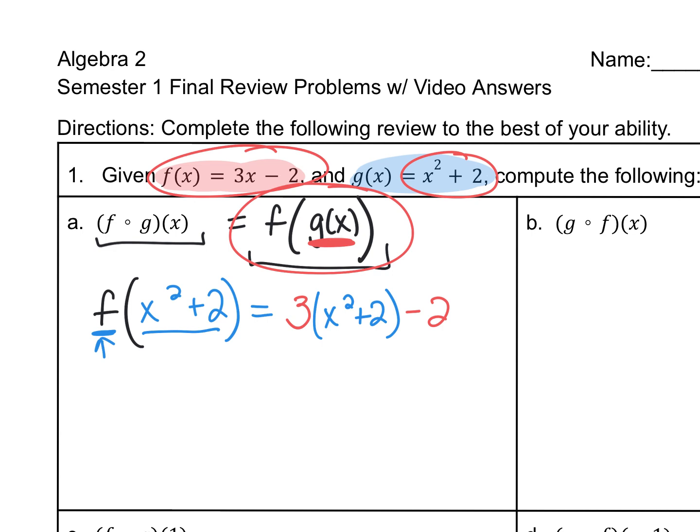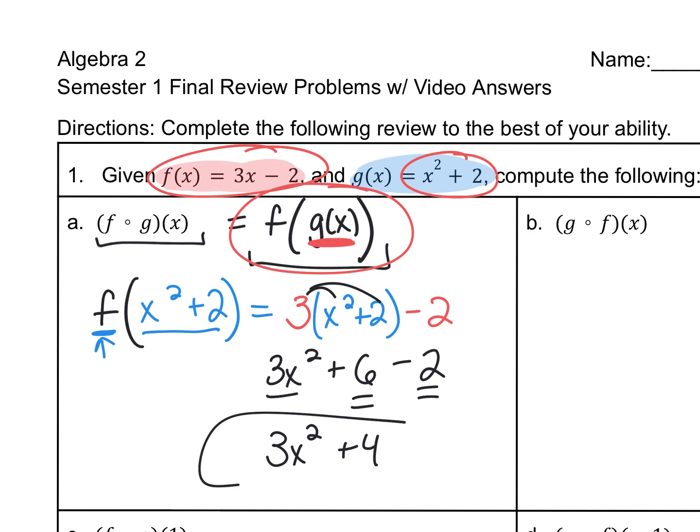So then from there, I just simplify. Well, I know I got to distribute. This becomes 3x squared plus 6. Keep that minus 2. And now we just add our like terms. Well, 3x squared doesn't have any friends, and 6 minus 2 is just 4. So that's all I can do there. Okay?